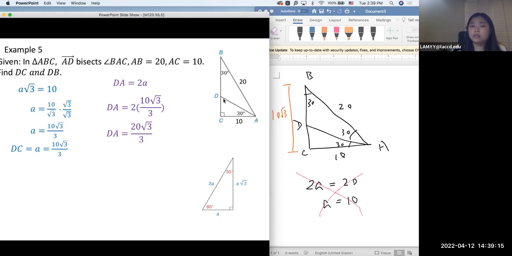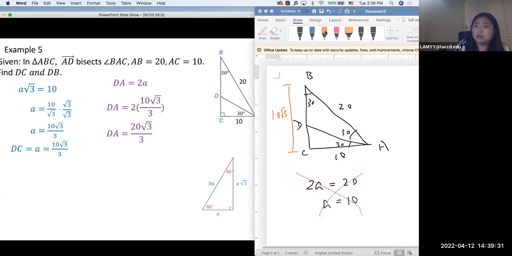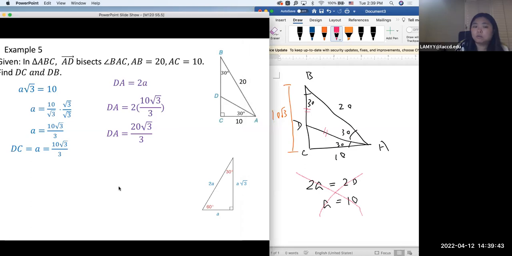Now, we find the DC and DA. And we need to find the BD here, DB here. And we just think that like this triangle, the ABD, this is an isosceles triangle because these two angles are congruent, right? This is 30 degrees, this is 30 degrees. So I know this side should be congruent here. BD should be congruent to AD. So I write it down, isosceles triangle. And DB will be equal to the DA.